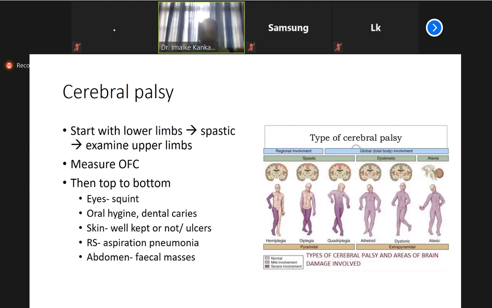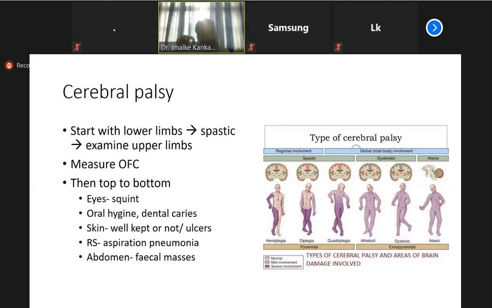So cerebral palsy, there are different types. Mostly these are mixed types in Sri Lanka. So you will be asked to start with the lower limbs, but you know since the beginning this is a case of cerebral palsy, right? So how are you going to do it? Start with lower limbs. If there's spasticity, examine upper limbs. If there's flaccidity, go for the back. Then measure head circumference, then top to bottom.